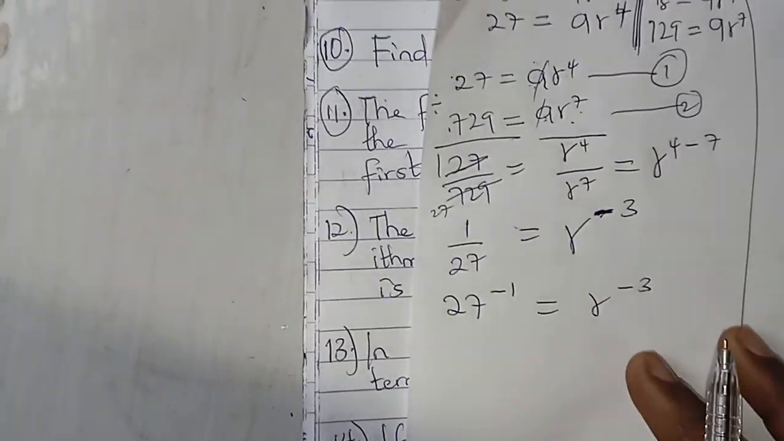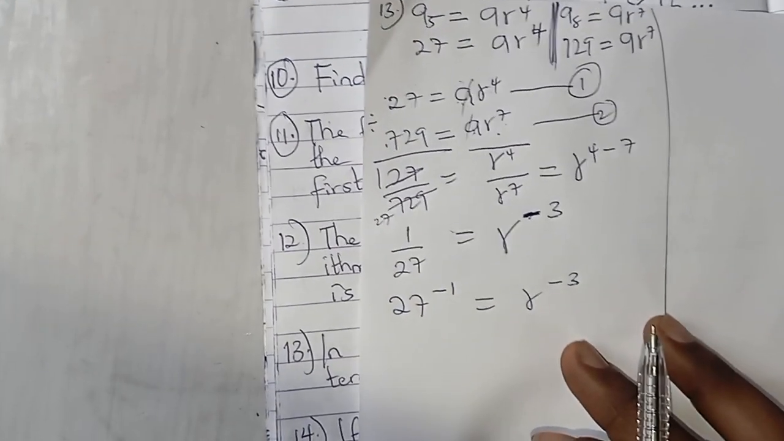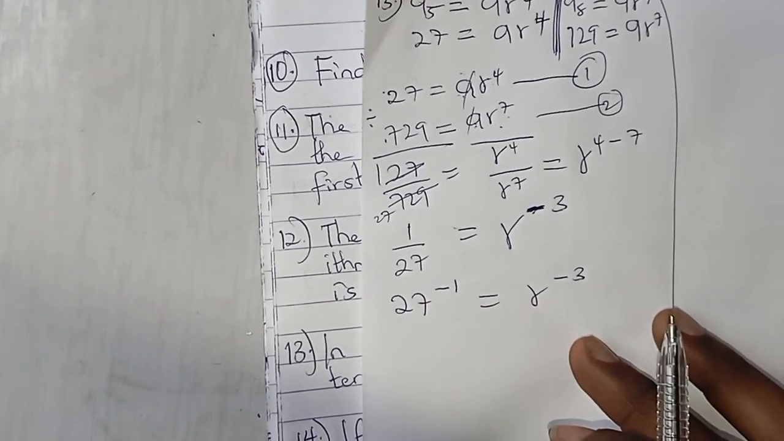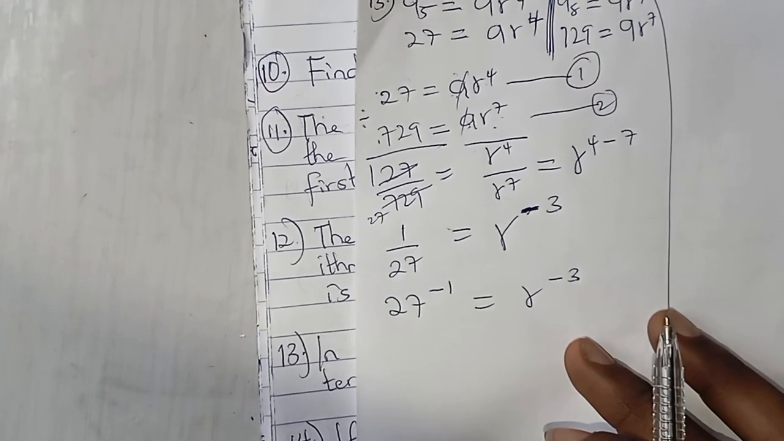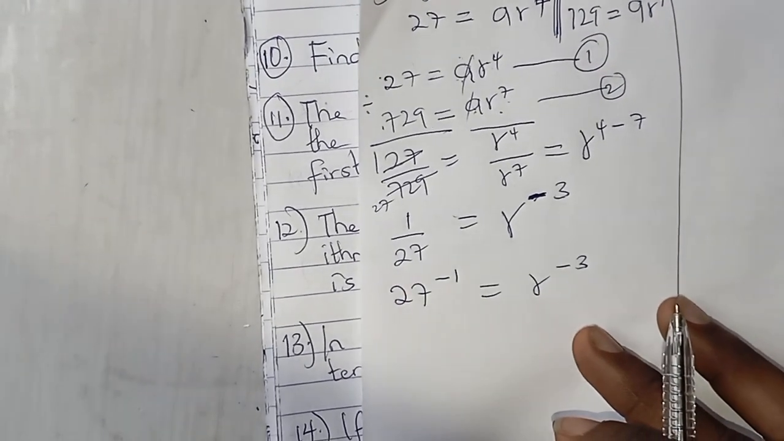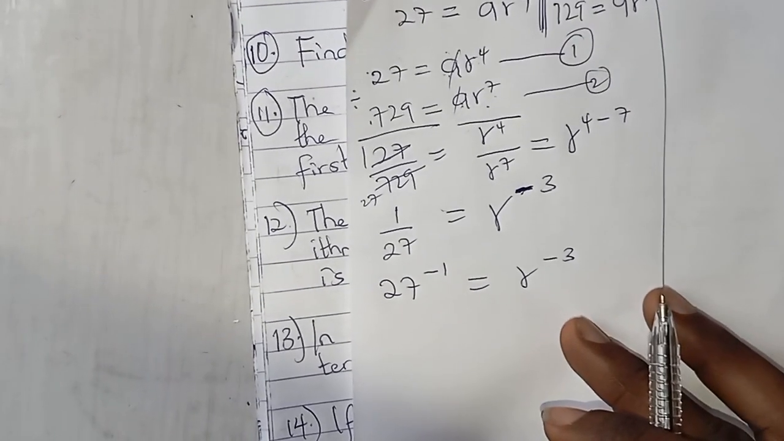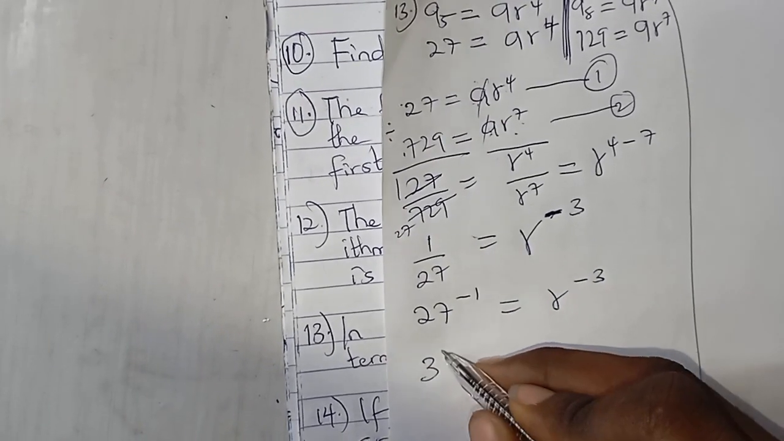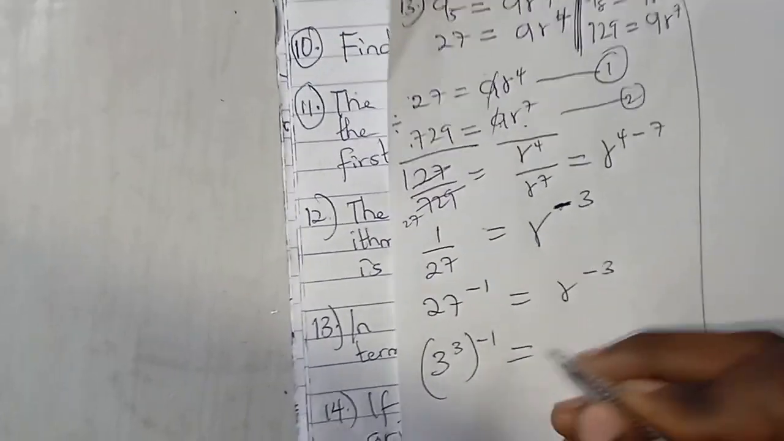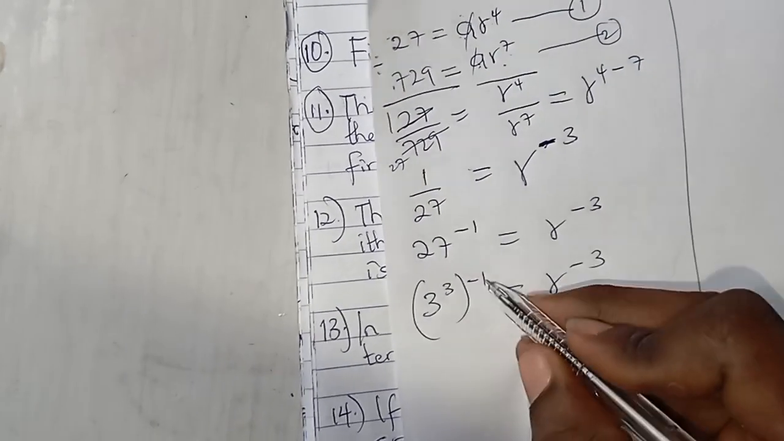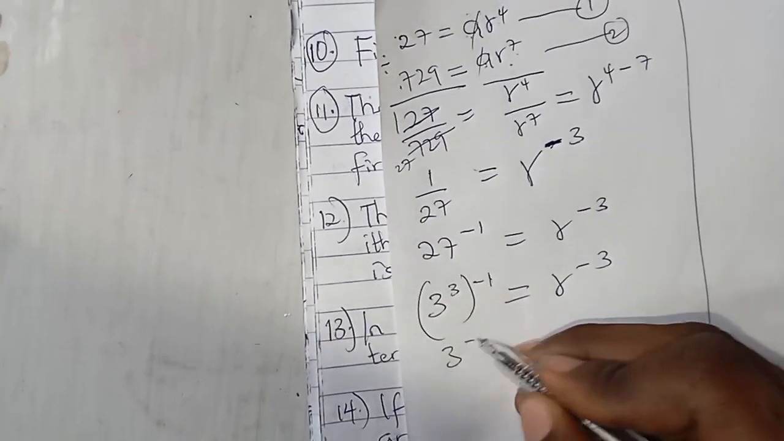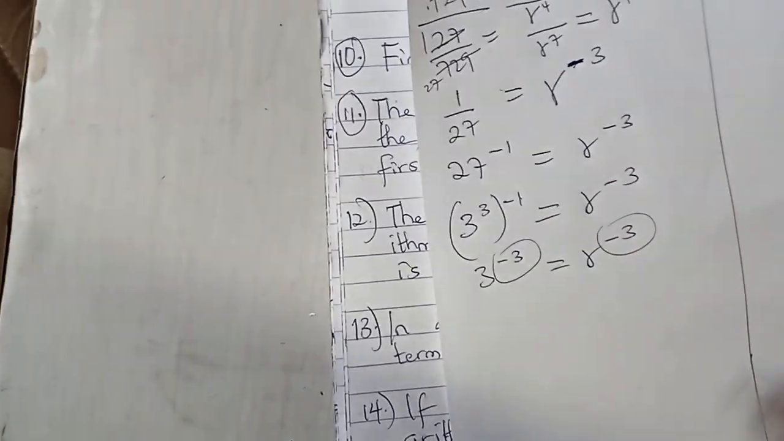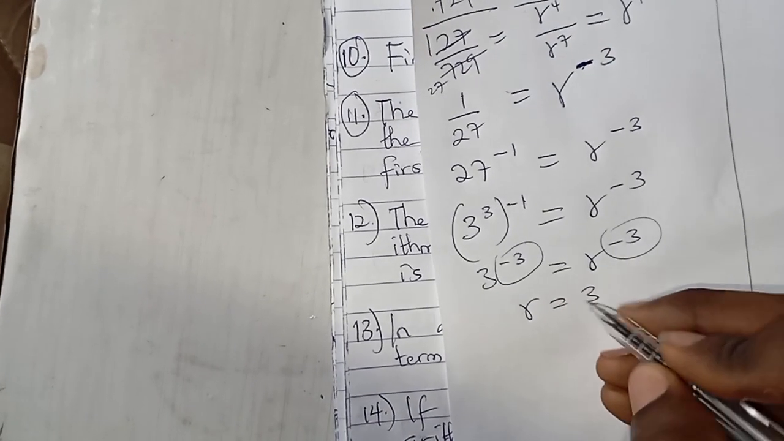And remember when I taught you indices, I told you we're always trying to achieve two things. Can we make the powers the same? If we can't, can we make the bases the same? Because if the bases are the same, the powers should be equal, and if the powers are the same, the bases should be equal. So 27 is 3^3, and by the power law, 3^(-3) equals R^(-3). Notice they are the same. So R equals 3.